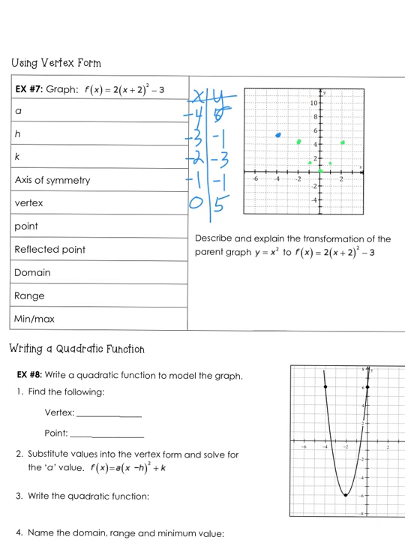I should see a stretch going on, although it might be a little distorted because the x and y value on here appear to be not the same distance apart. So it's going to look a little distorted. So then -3, -1. And then -2, -3. And then -1, -1. And 0, 5.